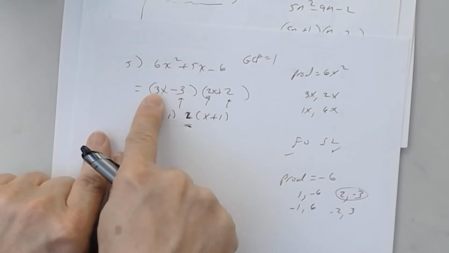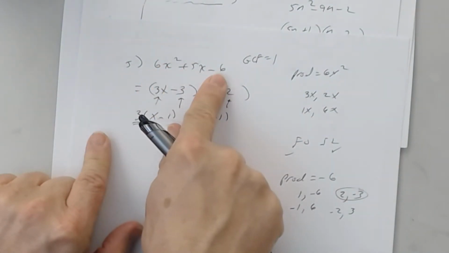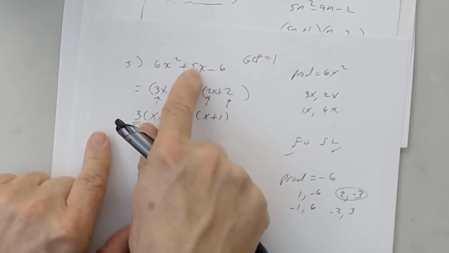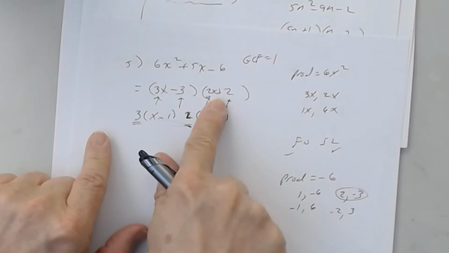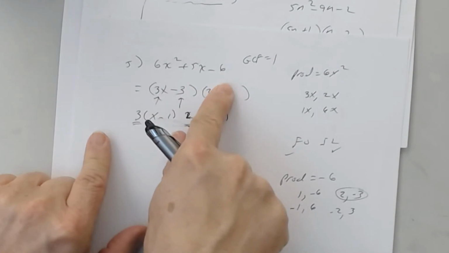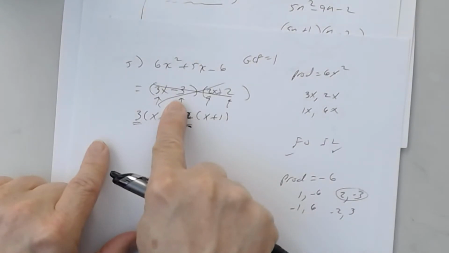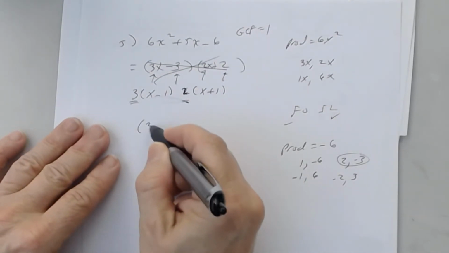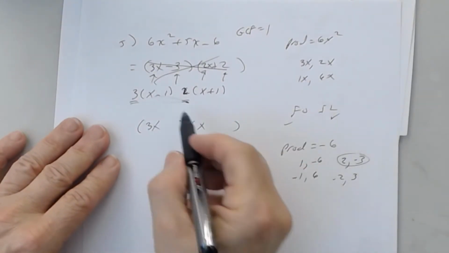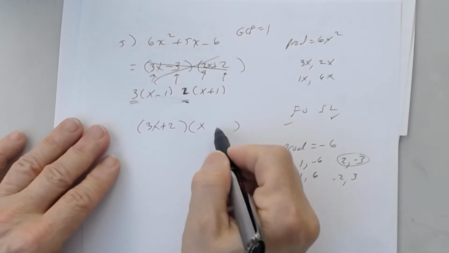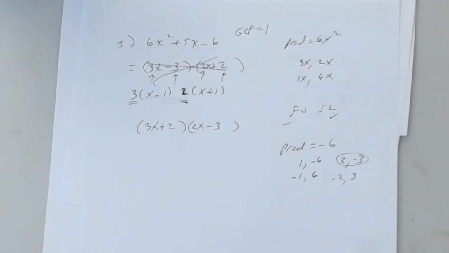So what could I have taken out here? A 3, which means that all these are divisible by 3. But are they? No. Not the 5. What could I take out here? A 2, which means all these are divisible by 2. But are they? No. Okay, so I know right away I could not have used that one. So instead of putting the negative 3 in the first parentheses, put the positive 2 instead. So let's say 3x plus 2 and then 2x minus 3. All right, so 3x plus 2 times 2x minus 3.